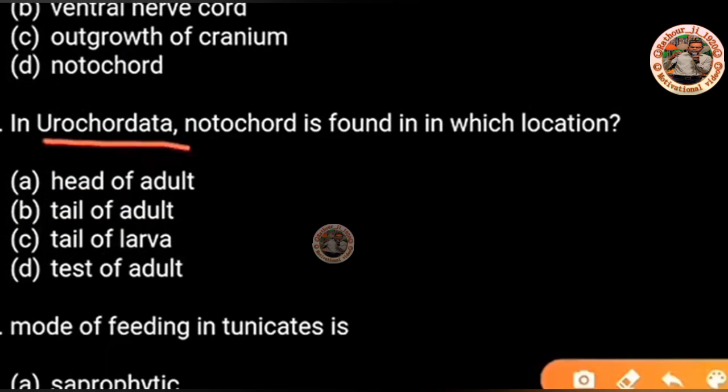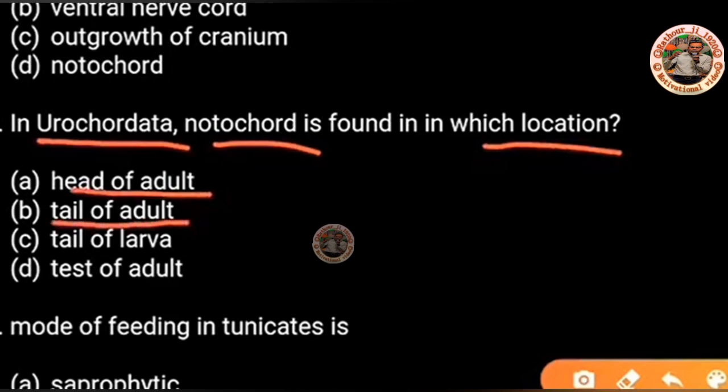Question 26. In Urochordata, notochord is found in which location? Option A, head of adult. Option B, tail of adult. Option C, tail of larva. Option D, test of adult. So the right answer is option C, tail of larva. In urochordates the notochord is present in the tail of the larva. The example of urochordate is sea squirt. Also, Herdmania is an example of Urochordata.